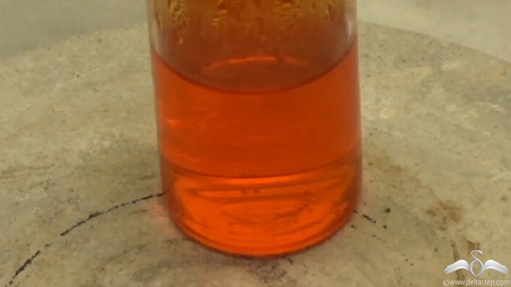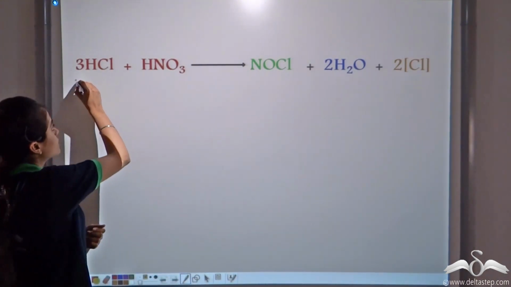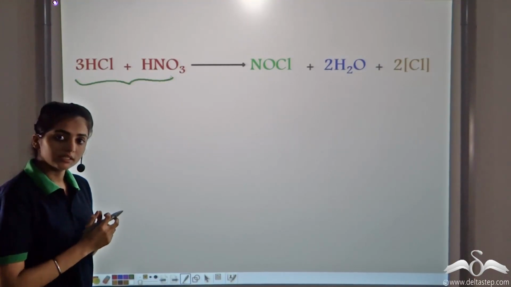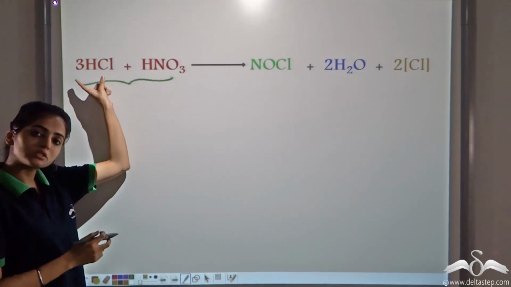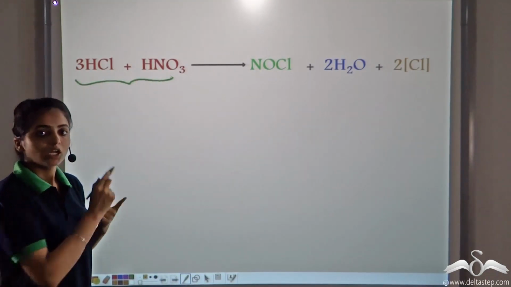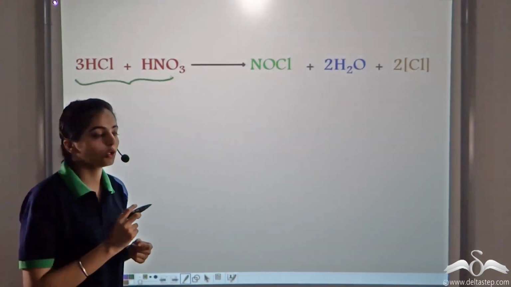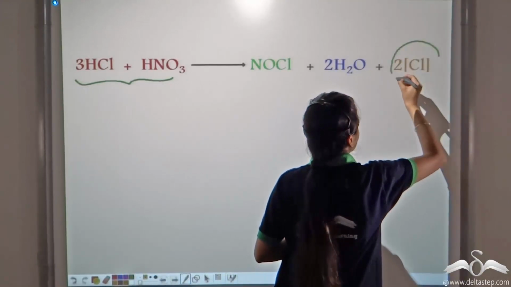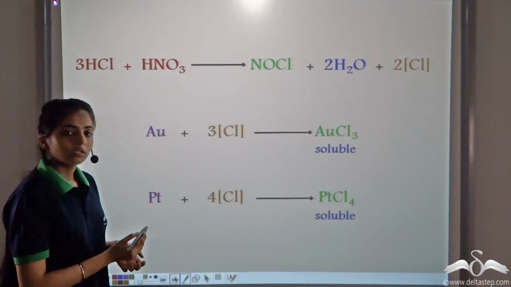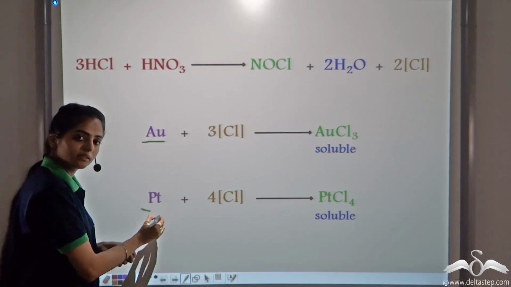So let's see how this Aqua Regia works. Aqua Regia is a mixture of concentrated HCl and concentrated nitric acid. In this, there are 3 parts of concentrated HCl and 1 part of concentrated nitric acid. When they combine, they form NOCl, H2O, and nascent chlorine. This nascent chlorine is very reactive. It's so reactive that it reacts with unreactive stable elements like gold and platinum.